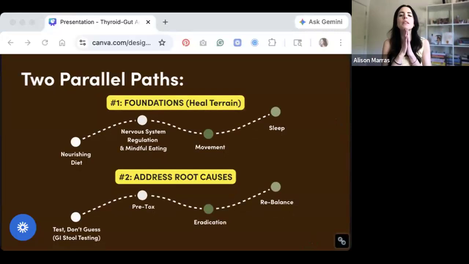Okay, perfect. So these are the two parallel paths that I've been talking about. After years of doing this in various programs with hundreds and hundreds of clients, we've dialed it into the most effective, streamlined process to not just heal the gut, but build a more resilient gut and body by bringing those two pieces together.